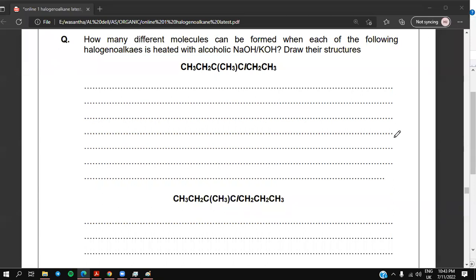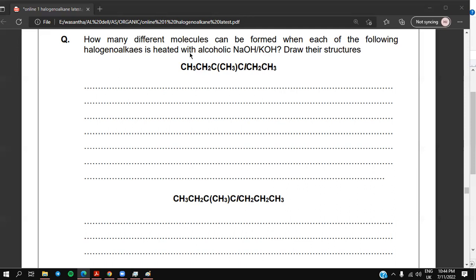Let's use the knowledge that we just discussed about reactions of halogenoalkanes with alcoholic sodium hydroxide, heat and reflux, to find the answer for this question. How many different molecules can be formed when each of the following halogenoalkanes is heated with alcoholic KOH or NaOH?